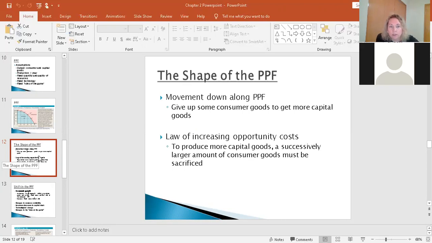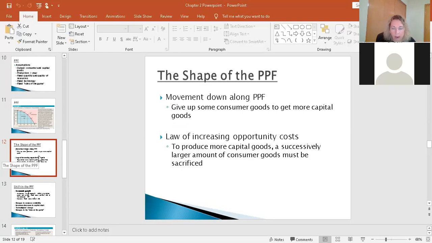All right, and that brings us to the law of increasing opportunity cost. The law of increasing opportunity cost is the phenomenon that we will see and calculate as we move from point A all the way down to point F. So the law of increasing opportunity cost says, in this case with this example, that to produce more capital goods, which is what's along our x-axis, a successively larger amount of consumer goods must be sacrificed.